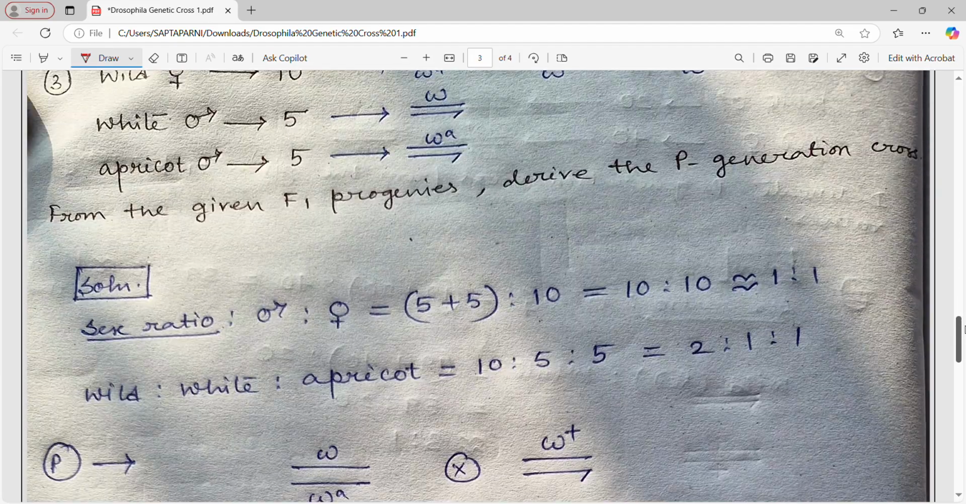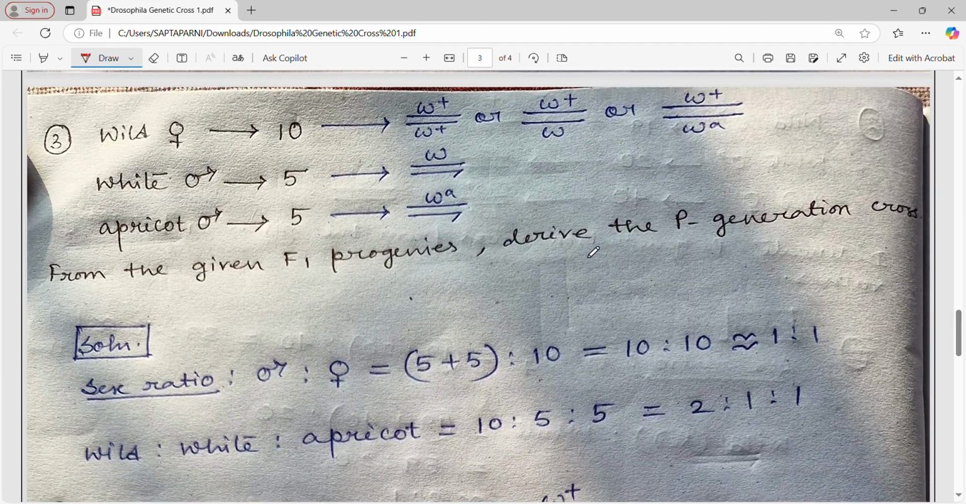See here, they are asking, these are the F1 progenies, and their numbers are given. There are 10 wild type females, 5 white male and 5 apricot male. See here 2 types of mutant alleles are given. One is white type allele and another one is apricot allele. We know that both white and apricot are mutant alleles for Drosophila eye color. And these are males.